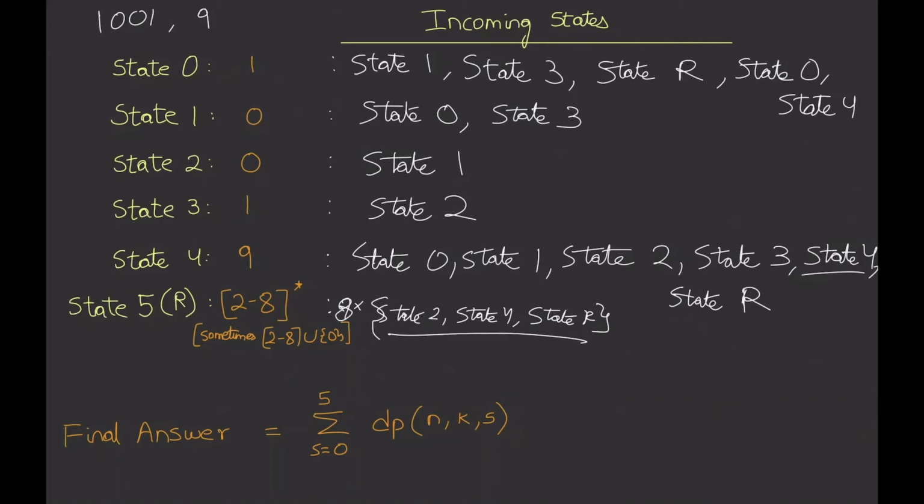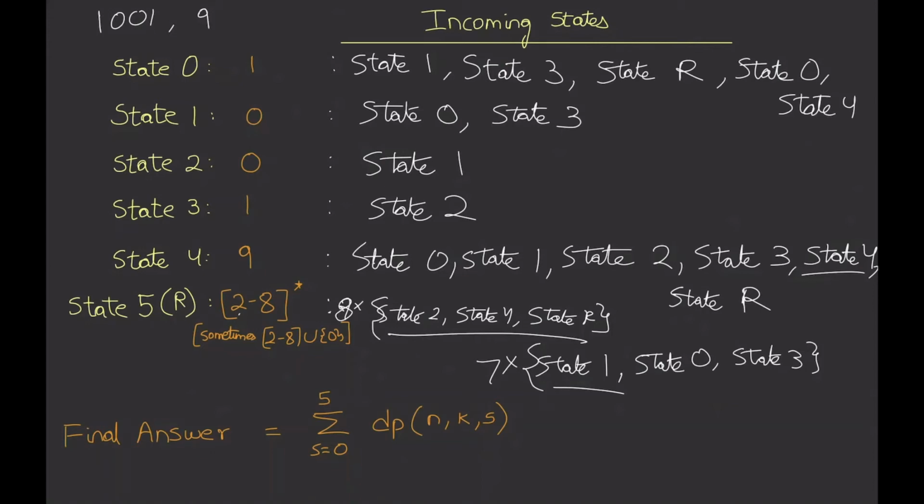And in the other cases, that is state 1, state 0 and state 3, only on seeing 7 different numbers between 2 to 8, I will go to state R. So on seeing a 0 from these states, I do not go to state R. So this is basically my state table. Now this state table will help me to build my DP.